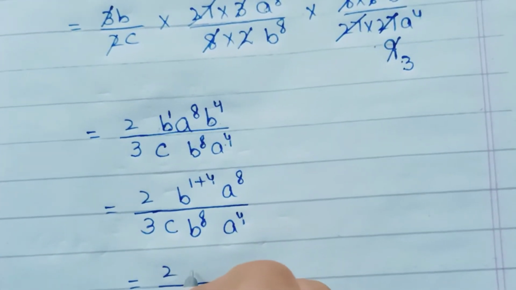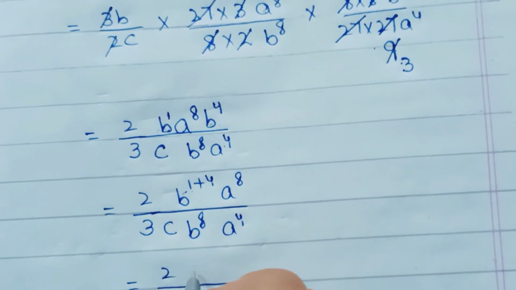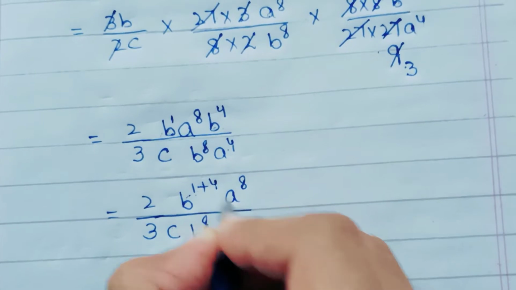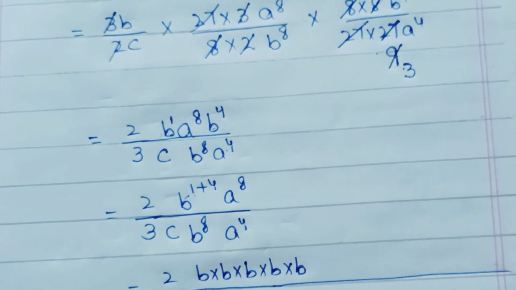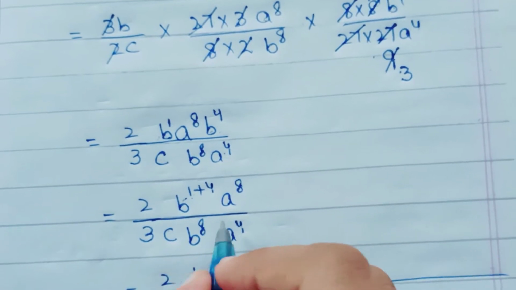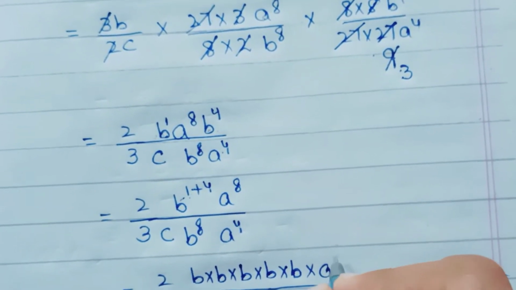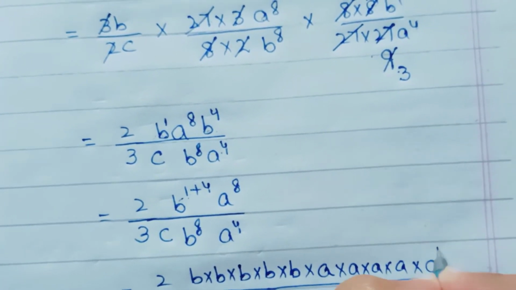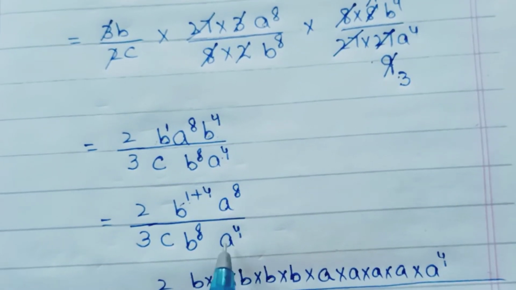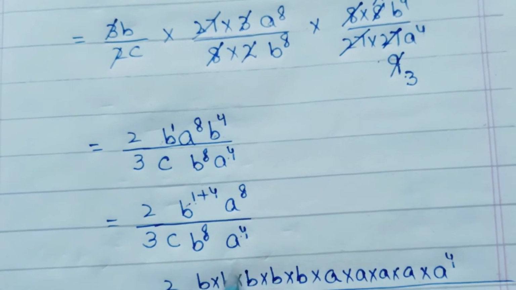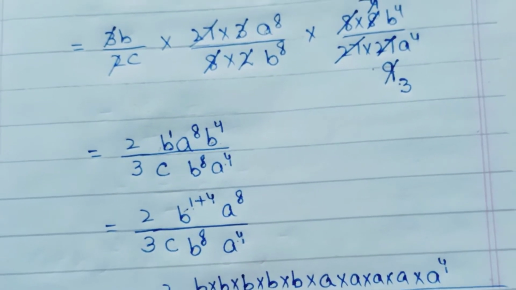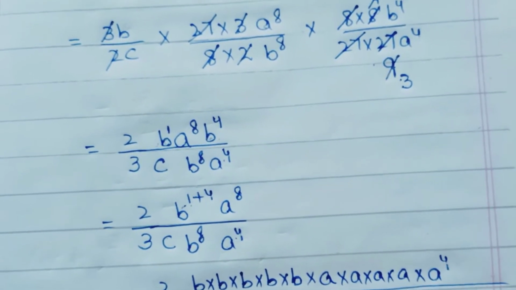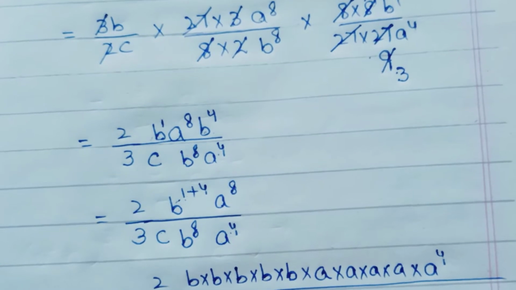2/3, b⁵, 1 plus 4, 5. So I will write it b multiplied by b multiplied by b multiplied by b multiplied by b, and a is 8 times. So can I break it like this? 4 plus 4, 8. a multiplied by a multiplied by a multiplied by a 4 times and then a⁴. Why have I written it like this? Because in denominator there is a⁴, so I am going to cancel it. c, b multiplied by b multiplied by b multiplied by b multiplied by b. 5 times is done. Yes.